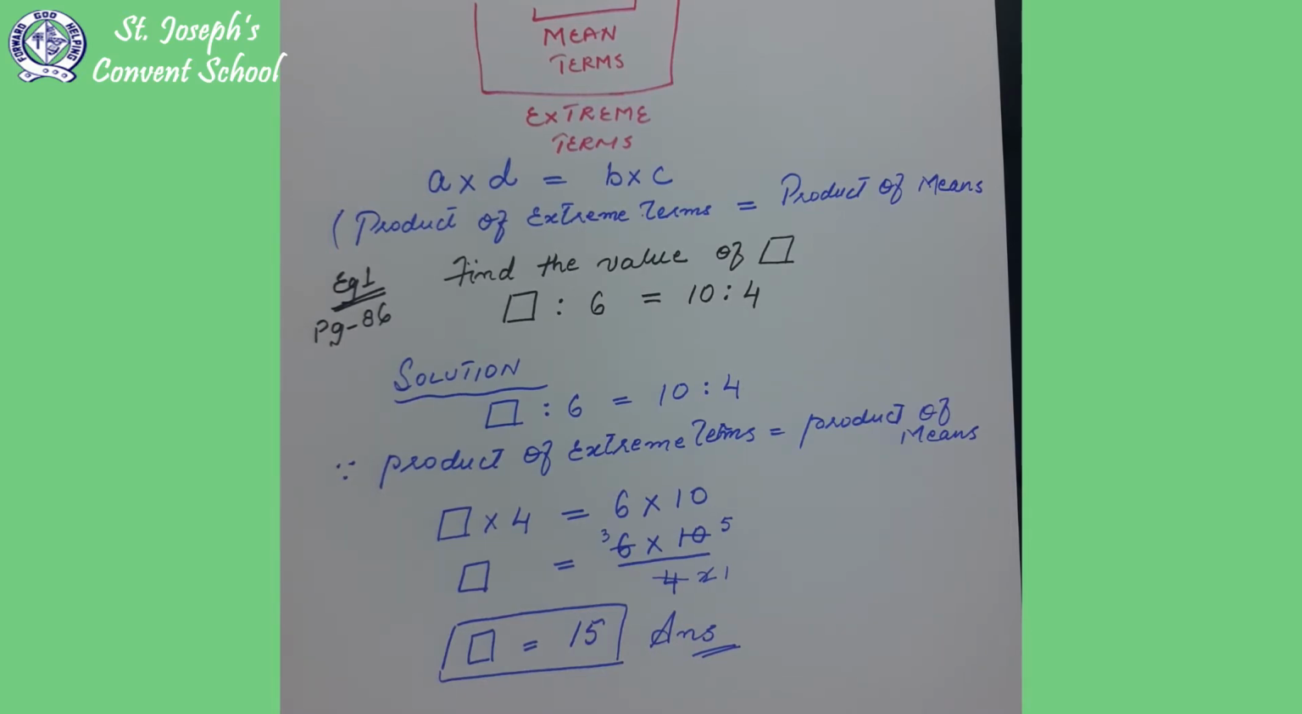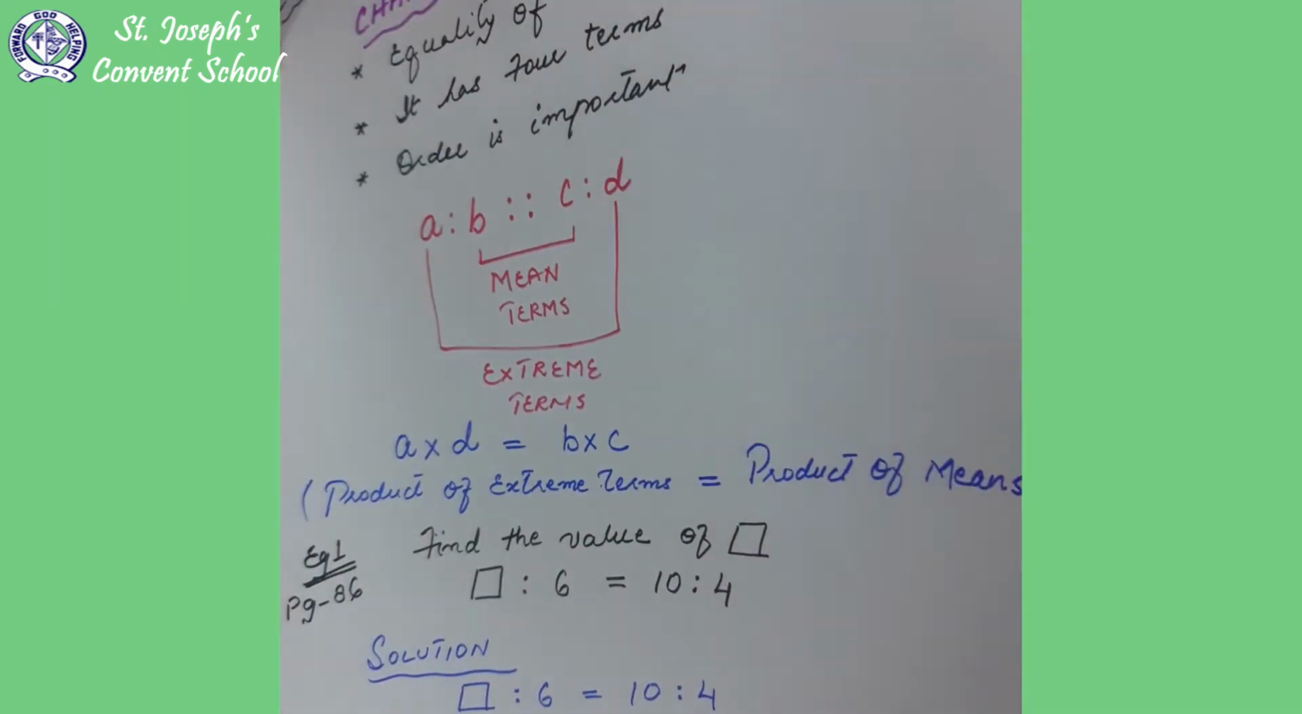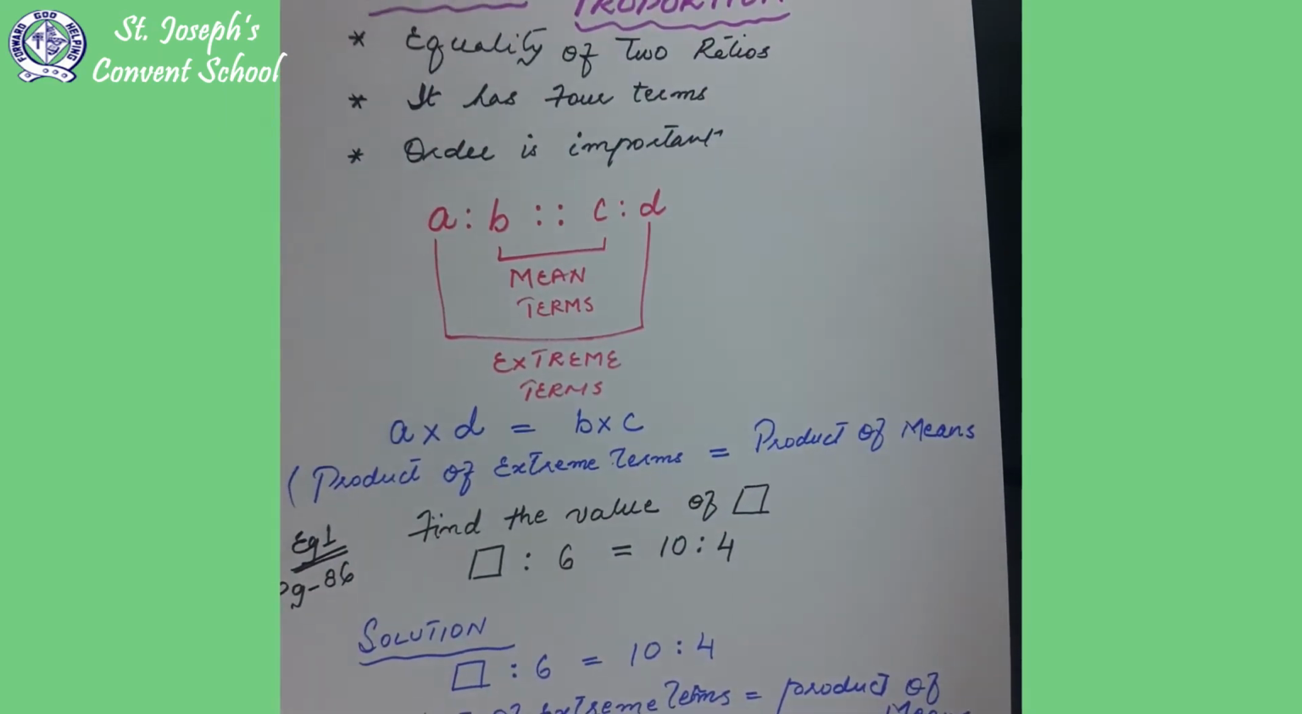Now we will do the types. This is a simple proportion. Now there are different types of proportion. We will do the types now one by one. First, we will start with direct proportion. I think you have done this in class 8 or must be in 7. So let me write the types first.